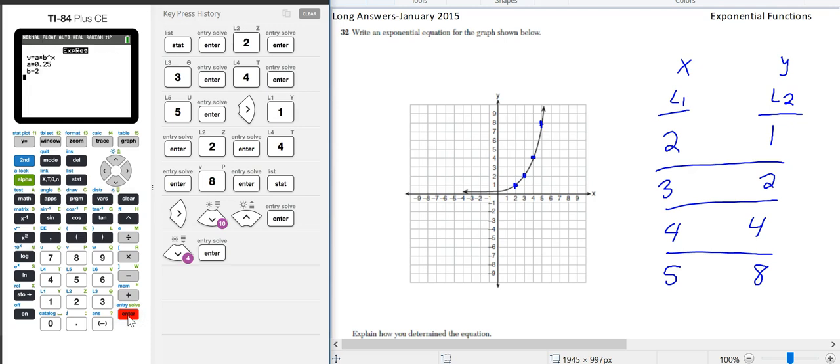The calculator calculated for us, y is equal to a times b to the x, and a, they tell us, is 0.25, times b, which is 2, to the x, and this is our equation. The next part of the question says explain how you determine the equation, and you can write just what we did. We stored the x coordinates in L1, the y coordinates in L2, and we used the calculator to calculate for us an exponential regression equation.